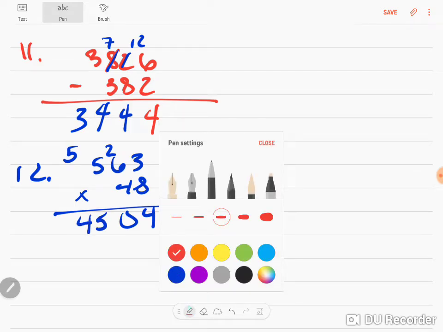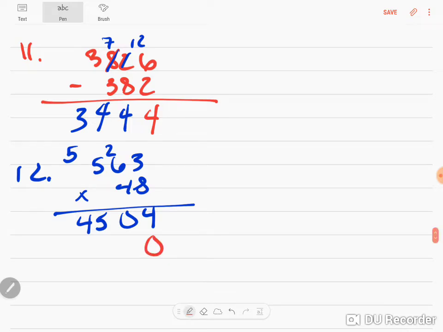I'm going to change the color to do the second row. Put my 0 there. 3 times 4 is 12. 2 goes there, going to carry the 1. 6 times 4 is 24, plus 1 is 25. I'm going to carry the 2. 4 times 5 is 20, plus 2 is 22.